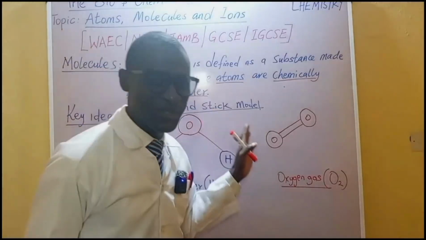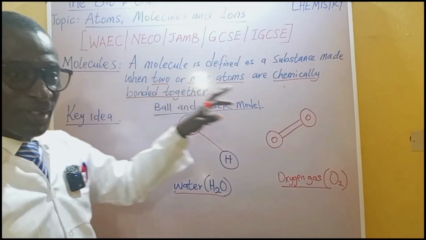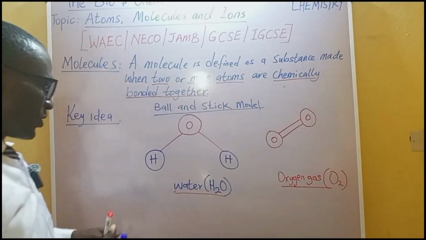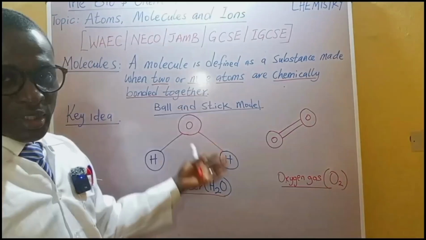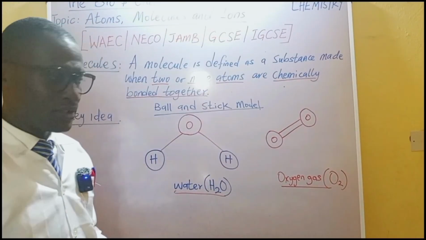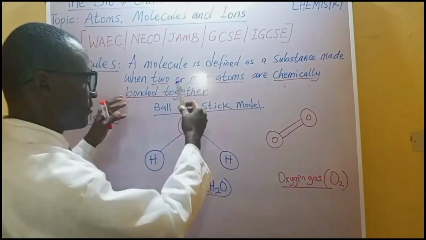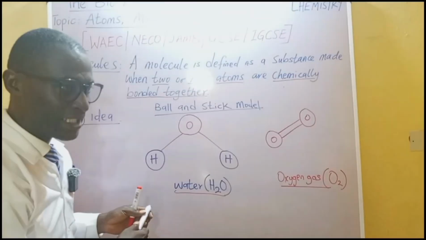Now, let me illustrate the ball and stick model, using it to illustrate what a molecule is. If you look here, you're going to see water, which is H2O. The ball and stick model is a model that we use to represent molecules and compounds. We're getting to compounds later on. Molecules, we said, are made when 2 or more atoms are chemically combined together, or bonded together.